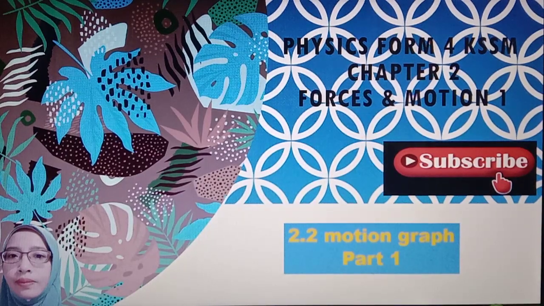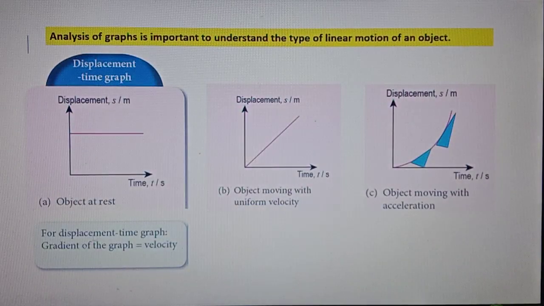Today we continue Chapter 2, Forces and Motion 1, on Topic 2.2, Motion Graph Part 1. Okay, in 2.1, we discussed how to analyze motion by determining the displacement, velocity, and acceleration. So based on the data that we recorded, actually we can represent all the data in the form of graphs.